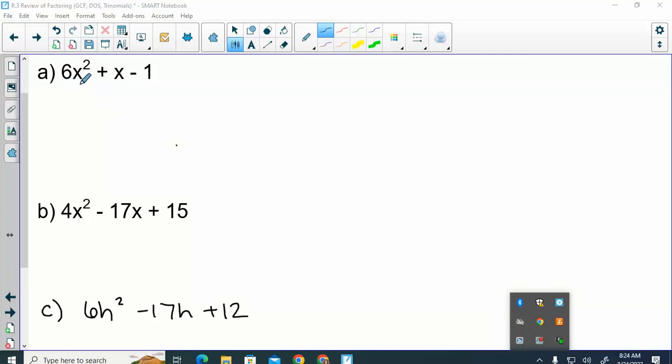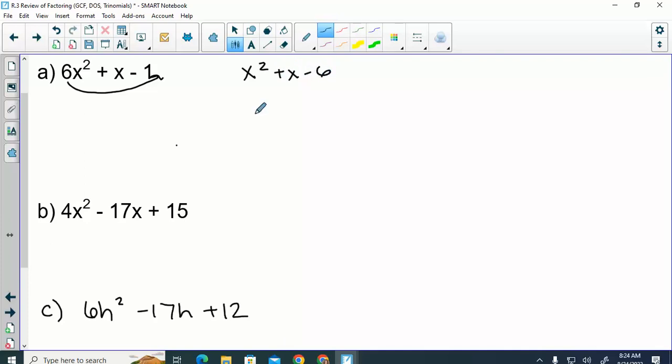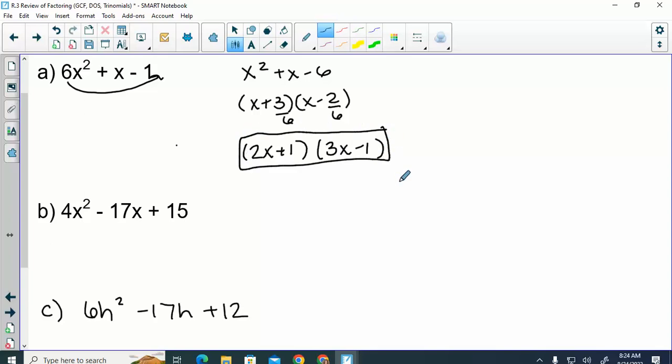Okay, so first one, we do slip and slide. X squared plus x minus 6, so x plus 3, x minus 2, divided by 6, so 3 over 6 is 1/2, so that's 2x plus 1. 2 over 6 is 1/3, so that's 3x minus 1. You get that one?